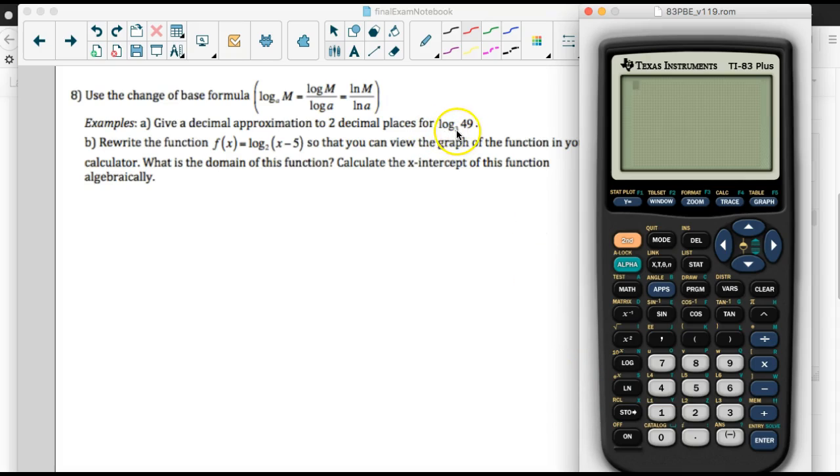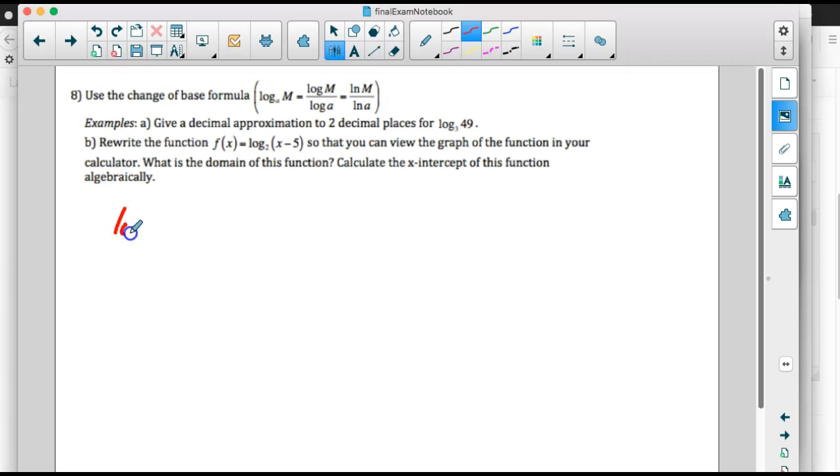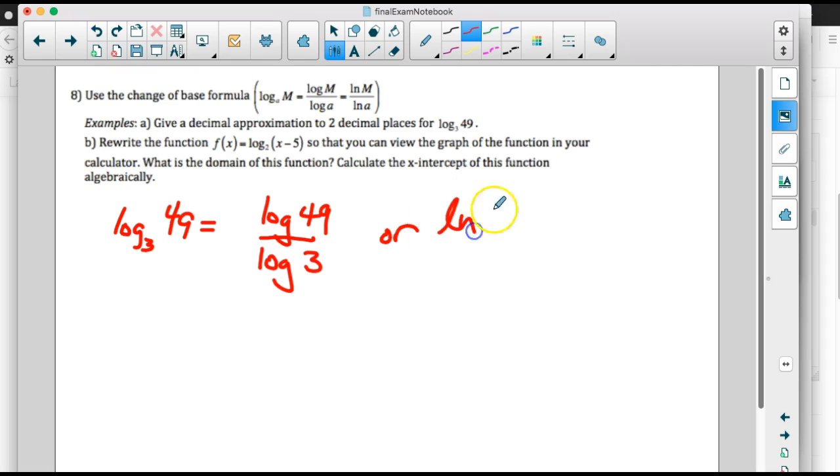If we're trying to figure out log base 3 of 49, we can't just hit one of these logarithm keys. We have to change its base into one of the two that we have on the calculator, and it can be done on either one of them. So log base 3 of 49 can be written as log of 49 divided by log of 3, or it can be written as ln of 49 over ln of 3.